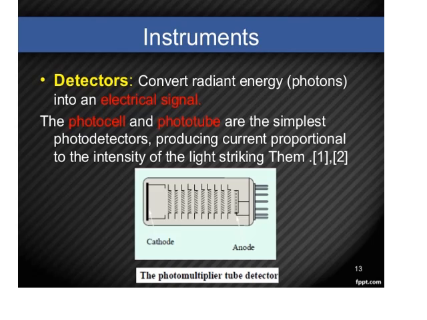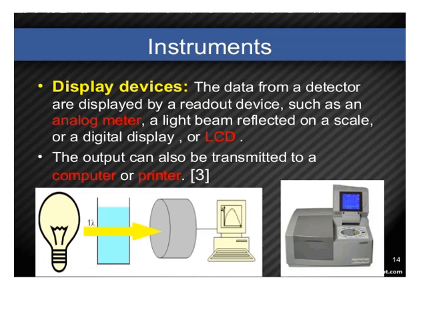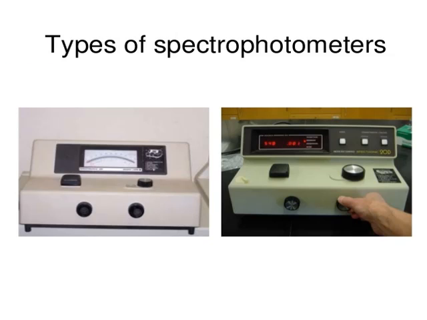Then the detectors, which convert radiant energy into an electrical signal. The photocell and phototube are the simplest photodetectors. Then the display device: the data from a detector are displayed by a readout device such as an analog meter, a light beam reflected on a scale, or a digital display or LCD. The output can be transmitted to a computer or a printer. These are the different types of spectrophotometers used today.